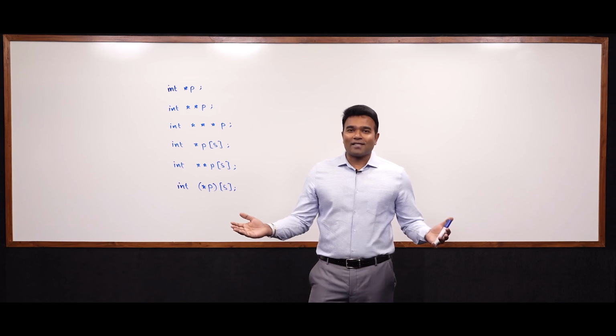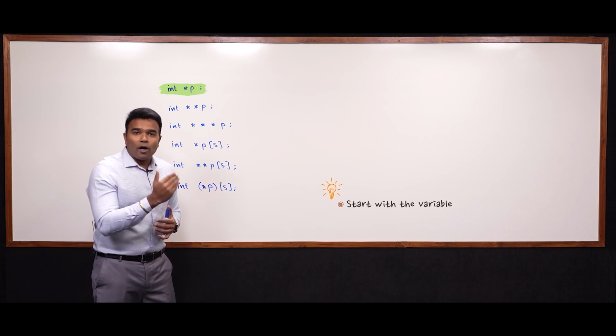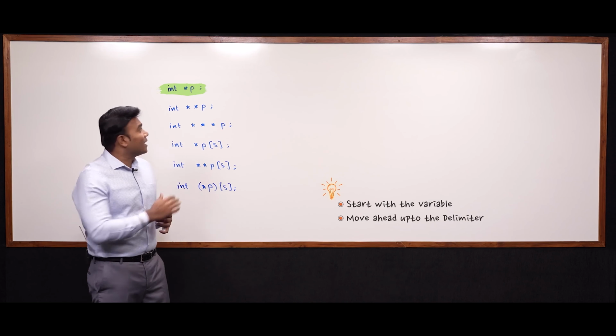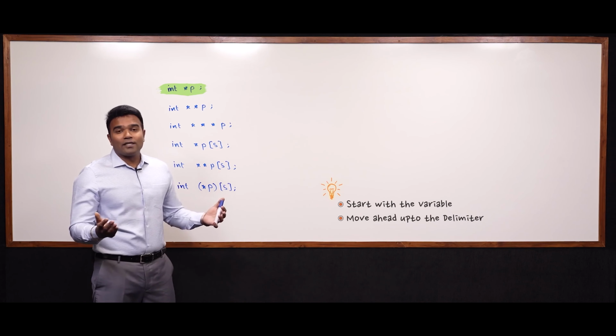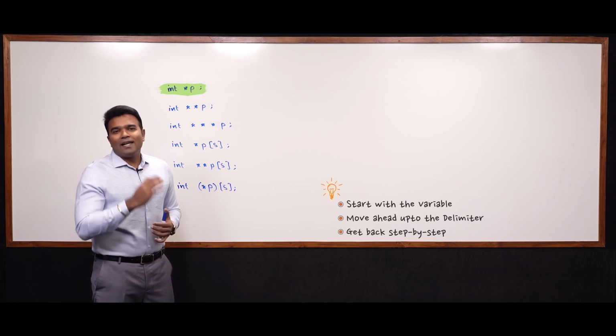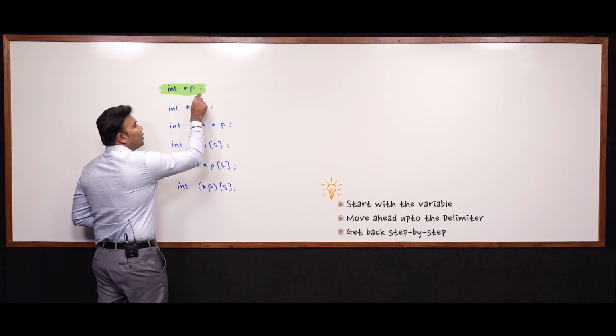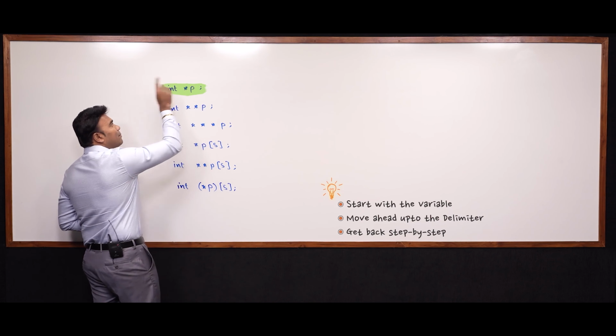For example, in this case, you should never read it as int star p. You should never read it from left to right the way you read English statements. You should not do that. There is a certain technique to read the declaration statements, and the technique is that you have to start with the variable, go ahead till you hit the delimiter. In this case, semicolon is the delimiter, and once you hit the delimiter, you have to get back step by step. Let me demonstrate it: you start from the variable, go till you hit the dead end, and then you get back step by step.